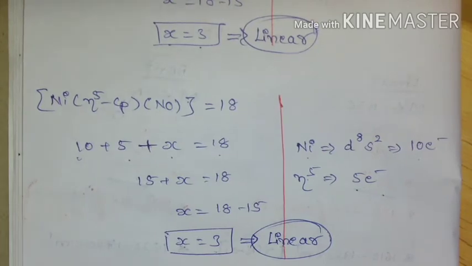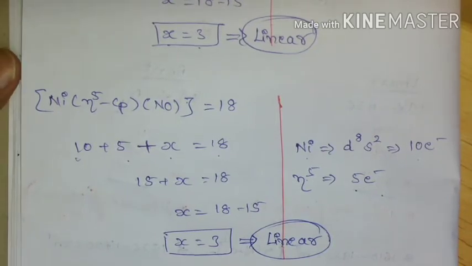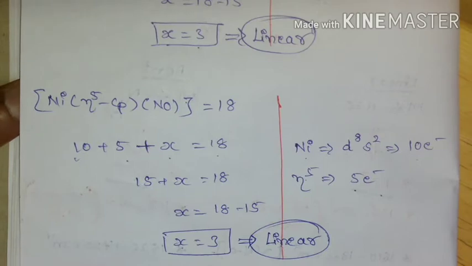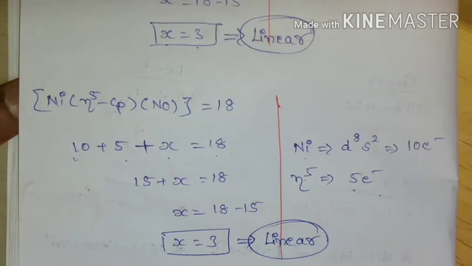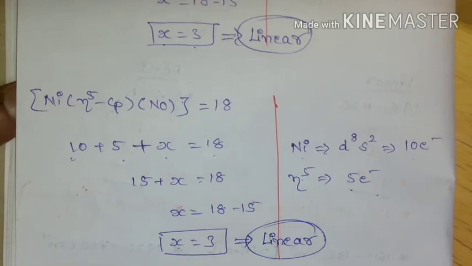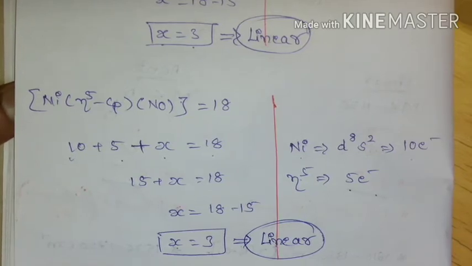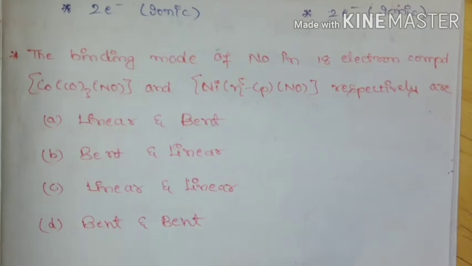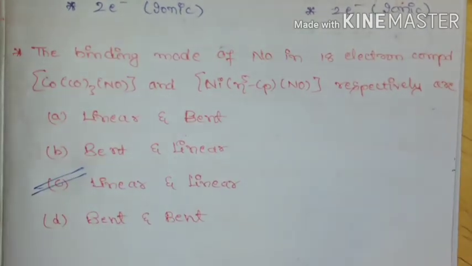So from this we know that the nitrosyl ligand is going to bind in both complexes through linear fashion. So the correct option is C, that is linear and linear.